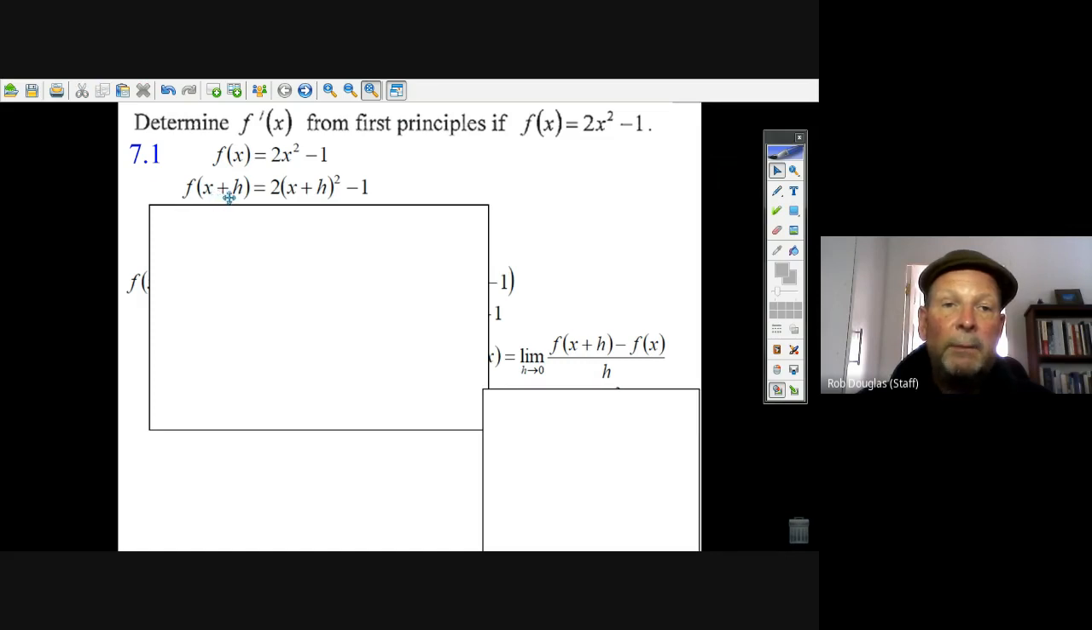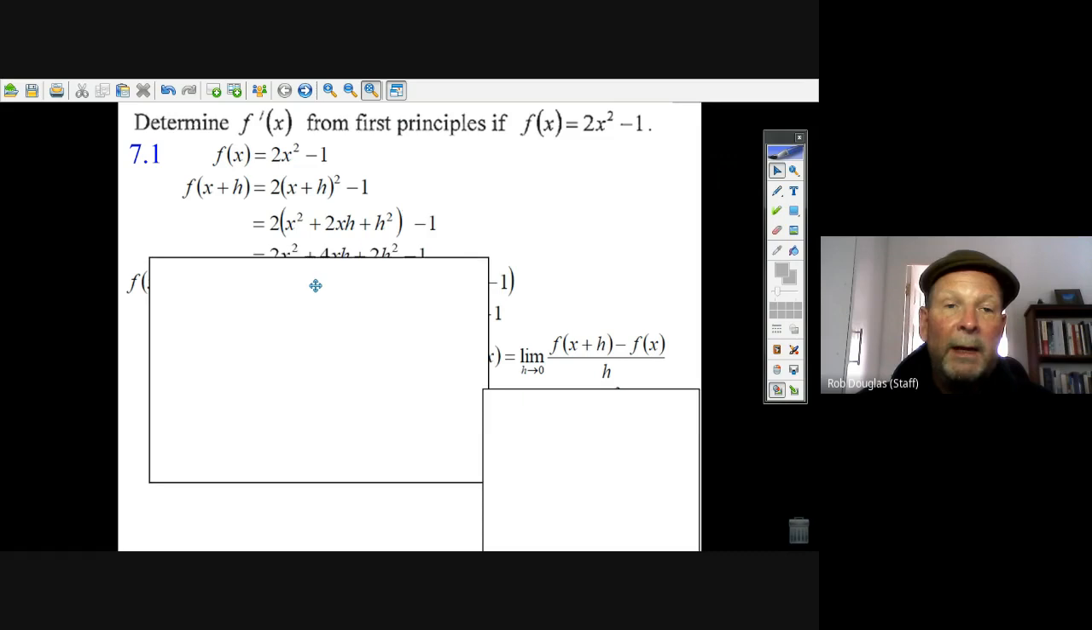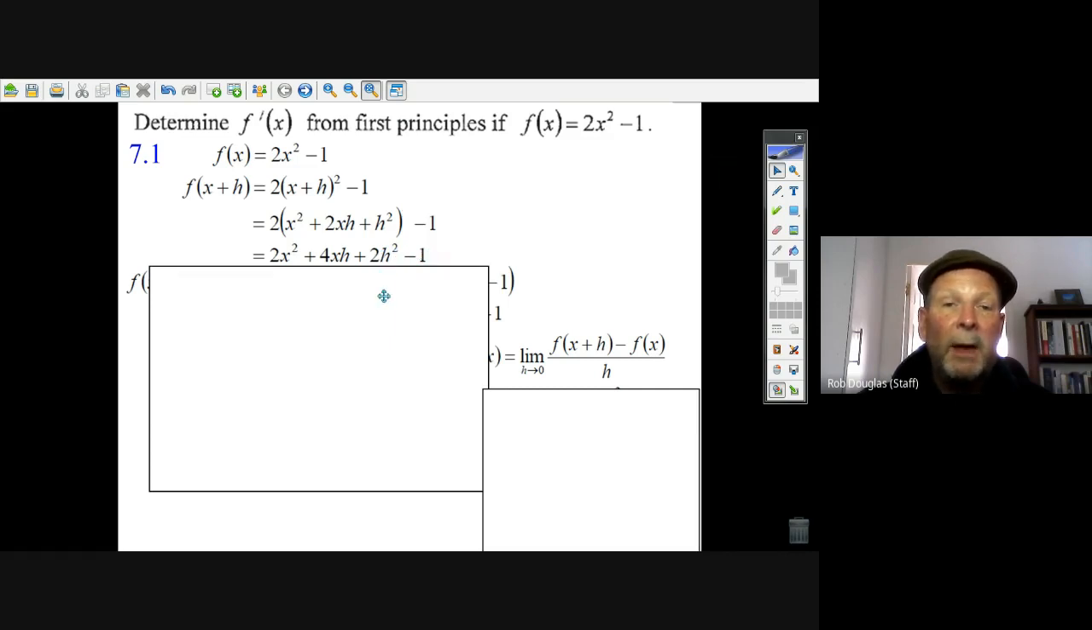Well, f of x plus h means you take x plus h and you put it in for x in 2x squared minus 1. So you've just got to square x plus h, and it's always x squared plus 2xh plus h squared when you do FOIL on it there. In the memo, they make a little mistake and put a 2 there. They didn't mean another 2 to be there. You multiply it out and you get 2x squared, 4xh, and 2h squared, and there's your minus 1.